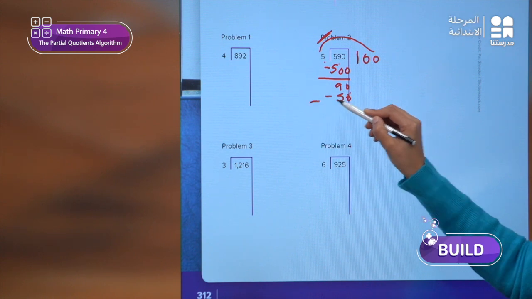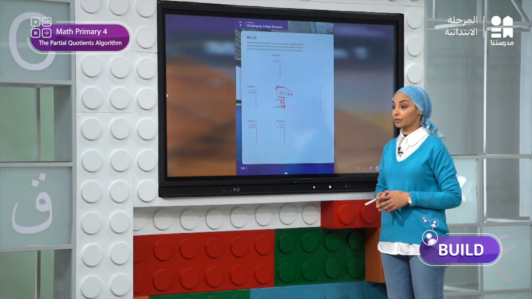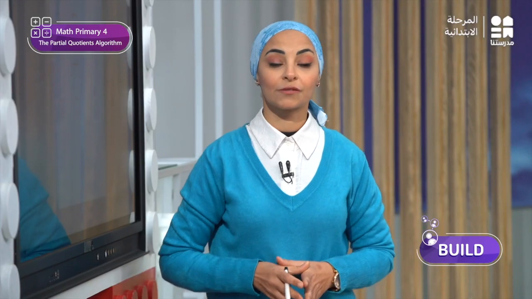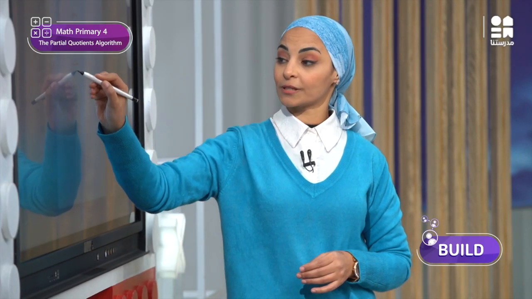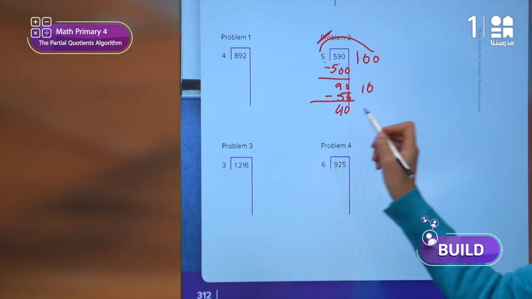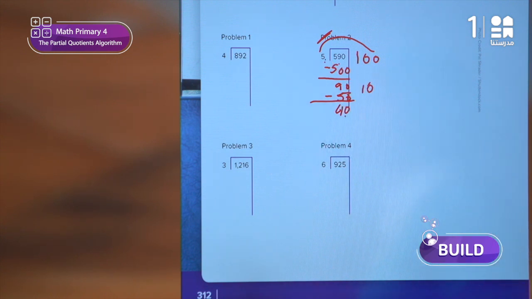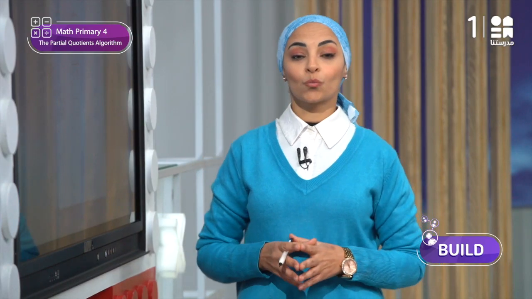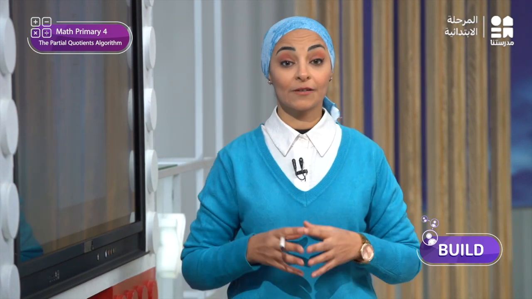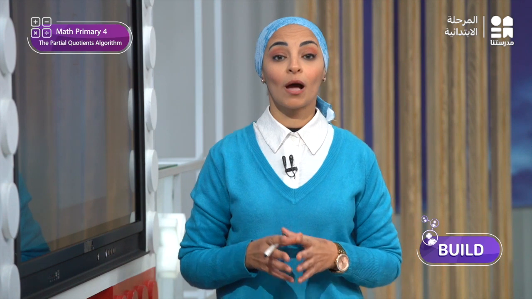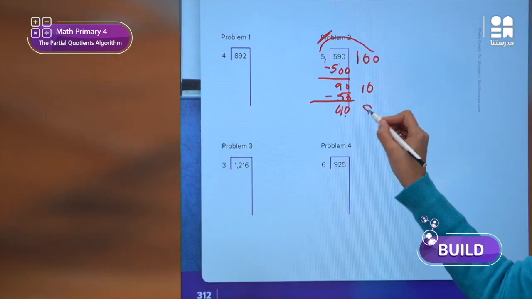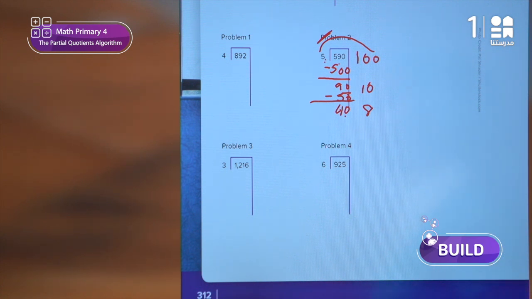Then what should I do? I will subtract these two numbers, right? Okay. So, 90 minus 50 equals what? Equals 40. Okay. And then we will divide 40 by 5. I will do 40 divided by 5. That's 40 divided by 5 equals what? Don't we know that 5 times 8 gives me 40? So, I will write the 8 under the quotients, right? So I will write here 8.